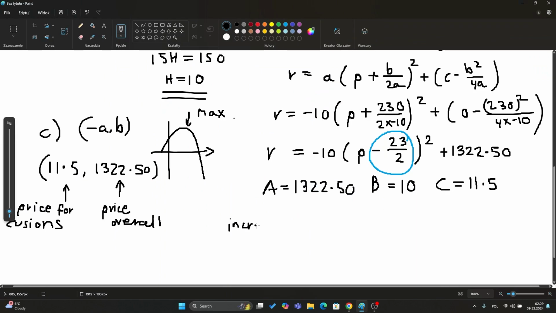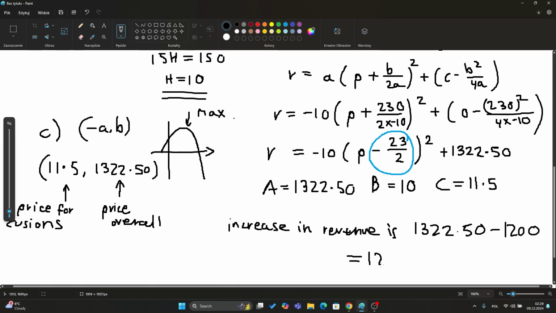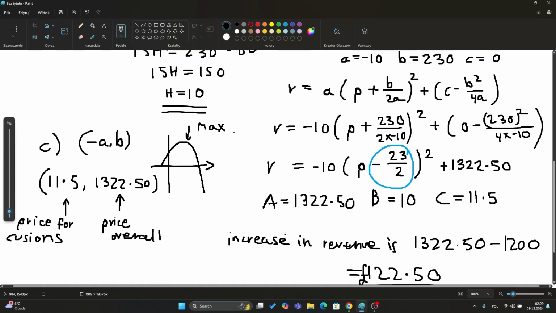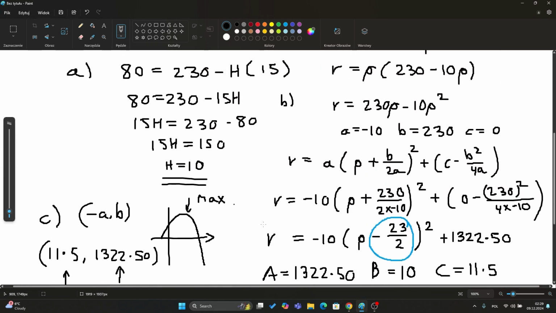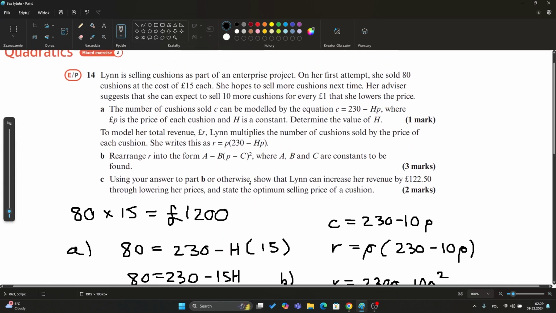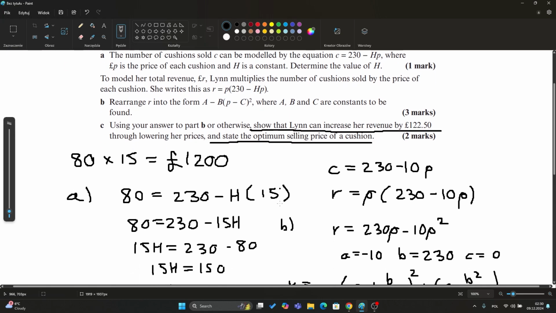So the increase in revenue is 1322.50 minus 1200, which is 122 and 50 pence. So that is correct. We also need to show that Lynn can increase her revenue by £122.50 and state the optimum selling price of a cushion.